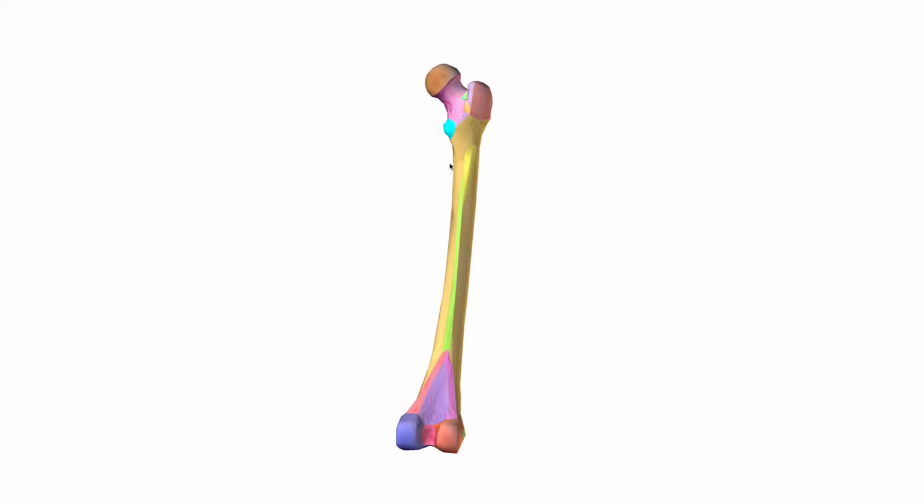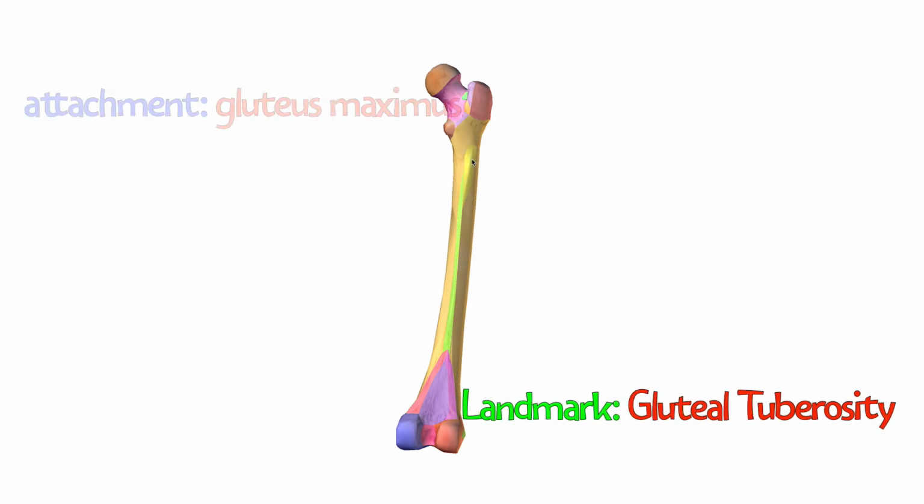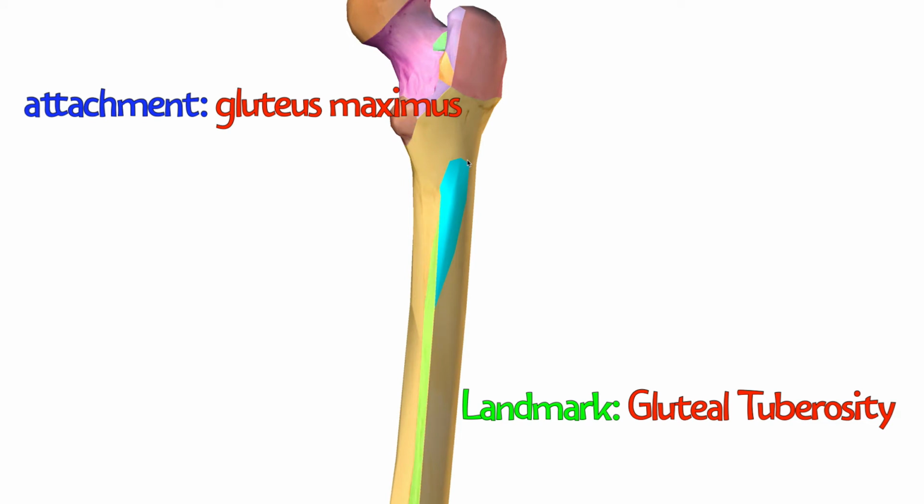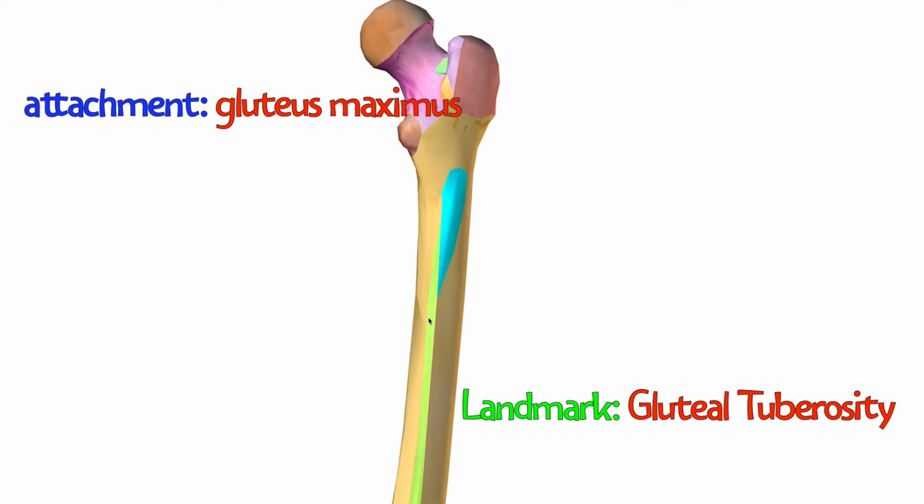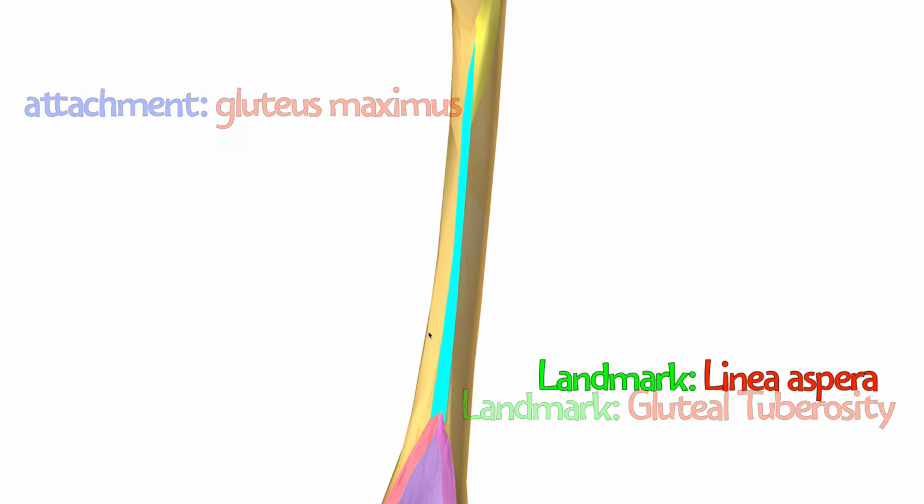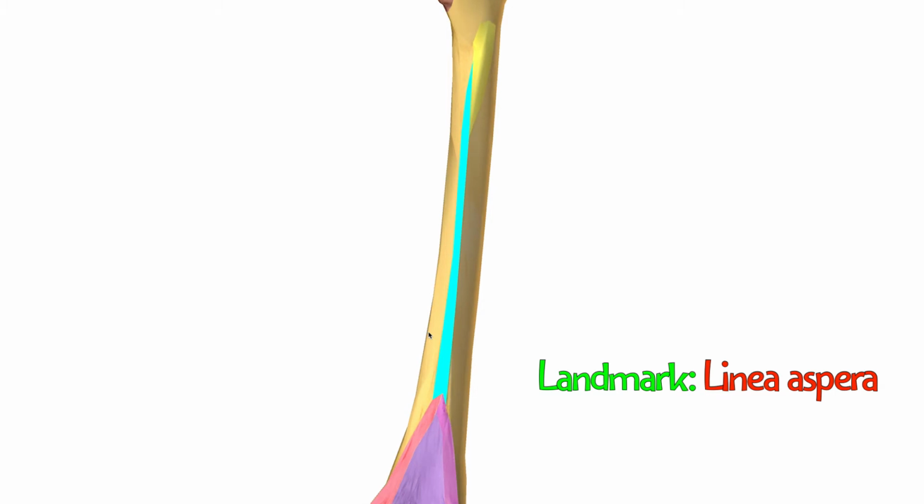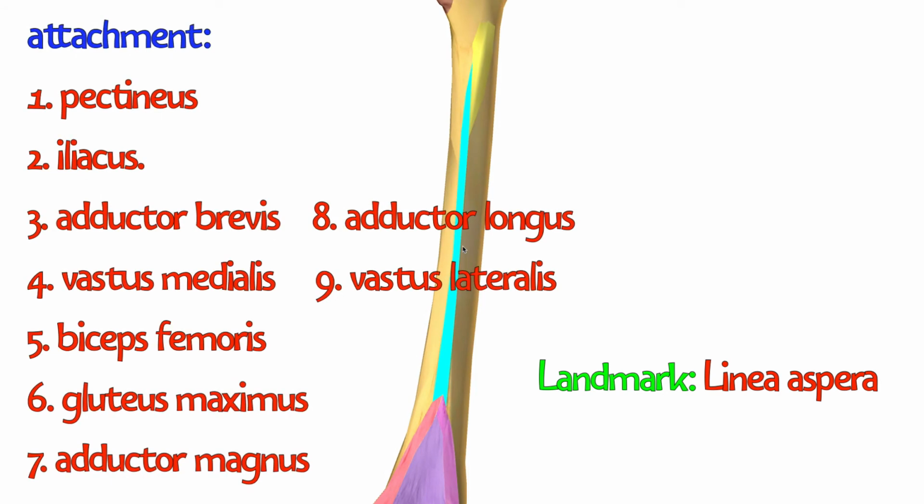Okay, now you'll see this little line here, this feature. Here, let me get closer. This is the gluteal tuberosity. So this gluteal tuberosity, as you might imagine, is the connection point for your gluteus maximus. And then here, this long line that goes all the way down the posterior side of the femur is called the linea aspera. Let me highlight that. Now this is a major feature because this is a connection point for 9 muscles. And I'll go ahead and just list them on the screen here so you can see the 9 muscles.